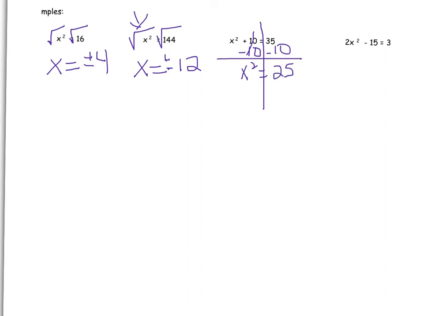Now I've isolated my x squared, so the next step is taking the square root of both sides. So the square root of x squared is x, the square root of 25 is 5, but we cannot forget both answers.